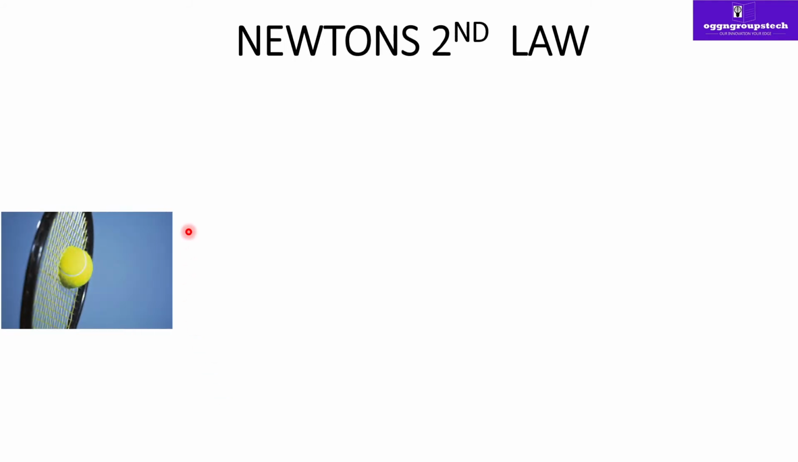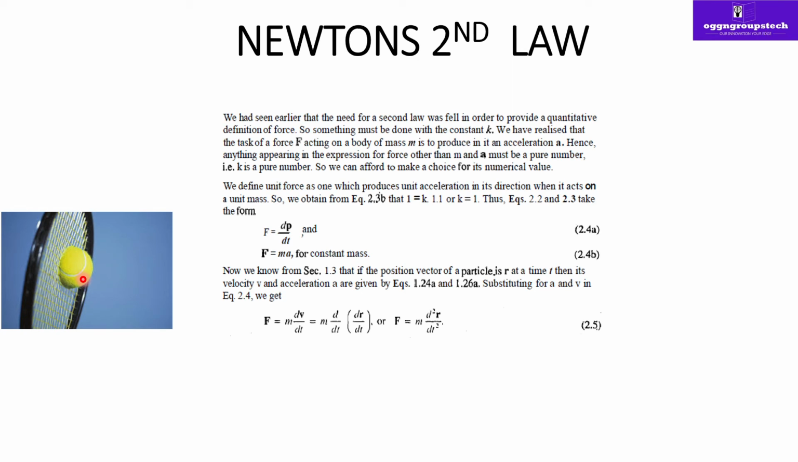Now what is this? This is a racket and this is a ball. The ball is being hit by a racket. So here in this case, if I'll substitute k as 1, so this expression F is equals to dp by dt. Okay, that you can write it as simply F is equals to ma.